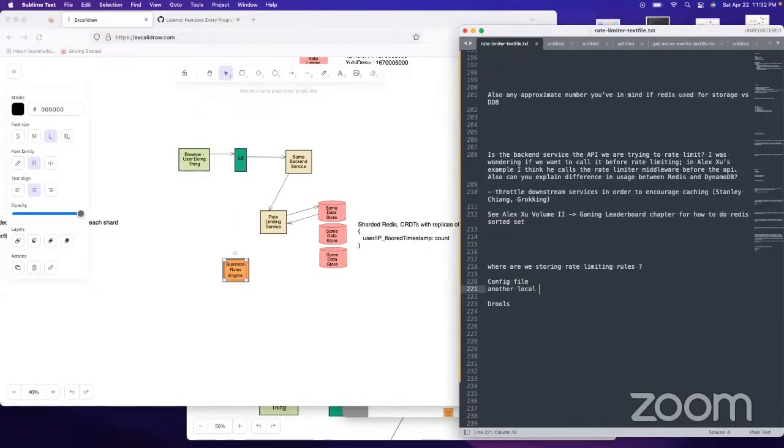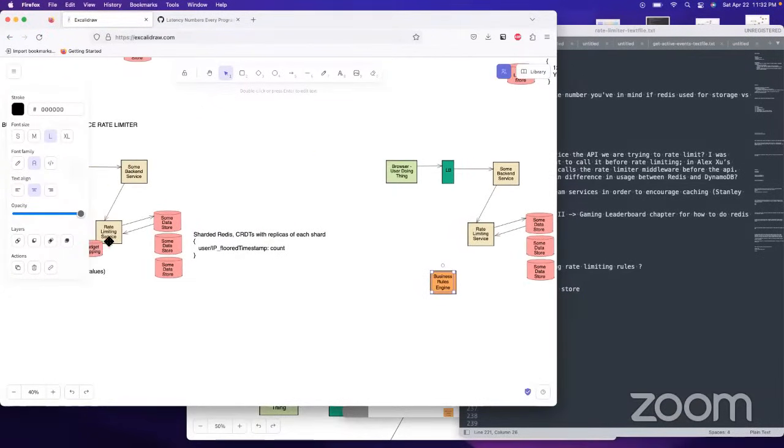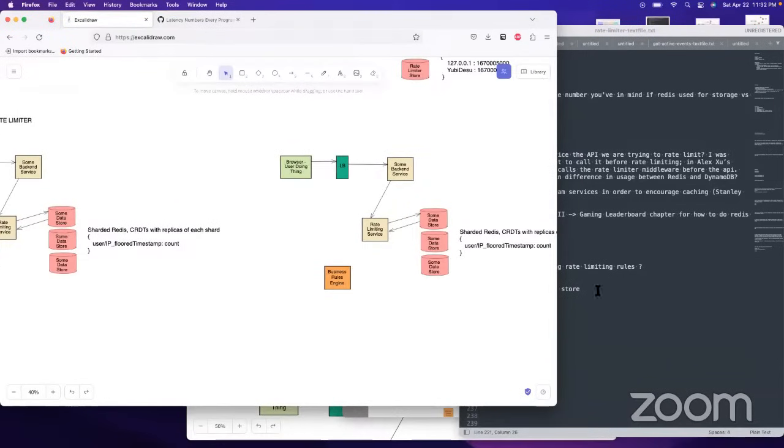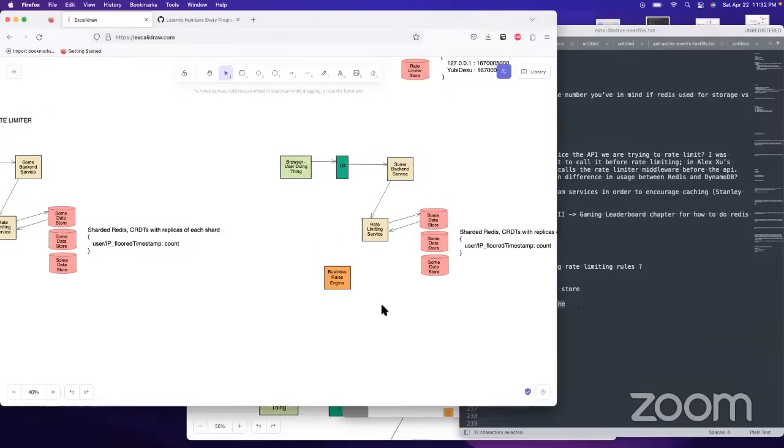So first it was the config file approach, then another local Redis store, just on the rate limiter itself. If it's big enough, though, you could use a business rules engine, and Drools is one example. Google Cloud Platform actually rolled their own, I think it's just called Rules Engine. So GCP has Rules Engine, I think is what it's called.